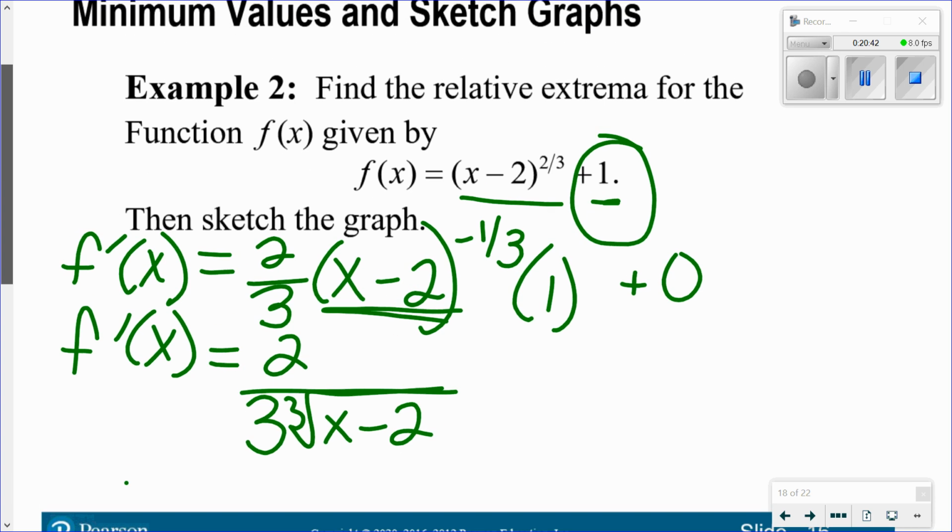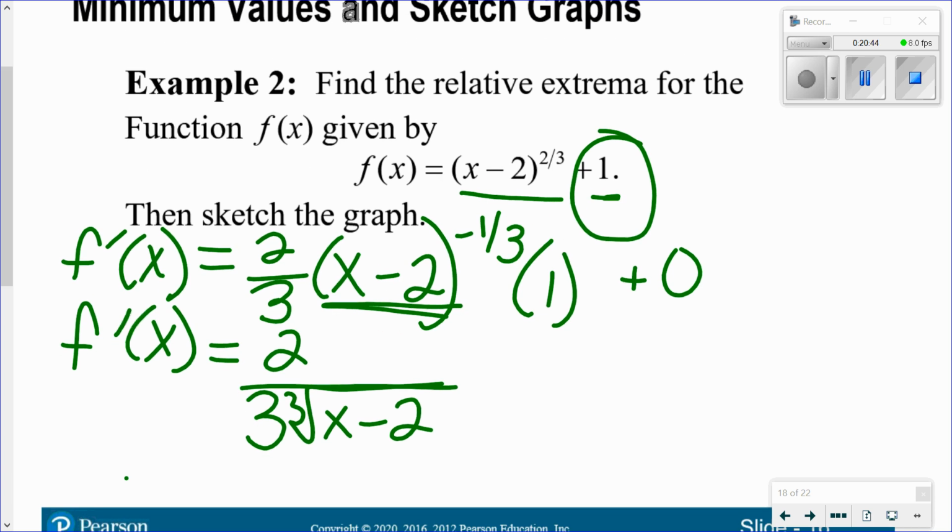I want you to think about what you think this graph might look like. Okay, I want you to get a picture in your head of what you think this graph is going to look like.